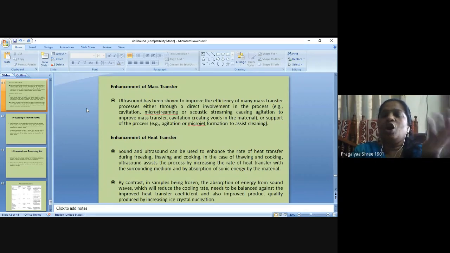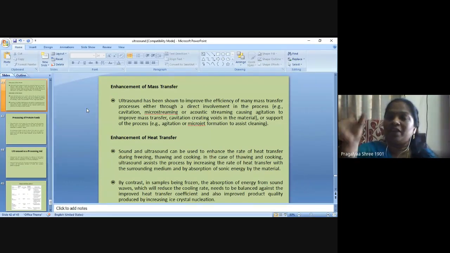Or they support other processes, like what? Agitation or microjet formation to assist the cleaning is also possible. So this ultrasound treatment is shown to improve the efficiency of the mass transfer process. How is the efficiency being improved? By means of direct involvement in the process. How is it directly involved? By forming cavities, okay, or else the microstreaming of the material which is present inside the microorganism.